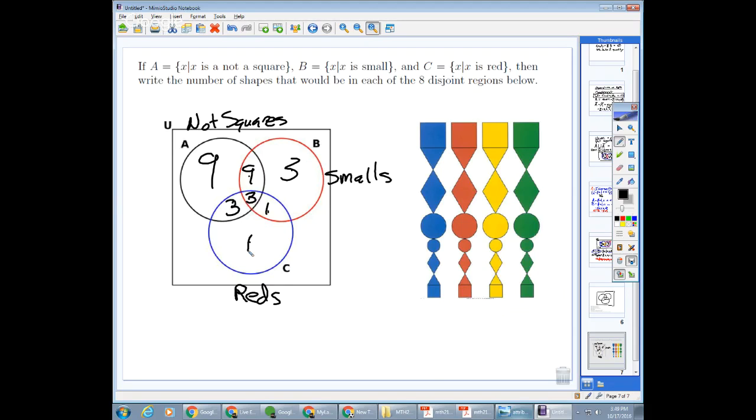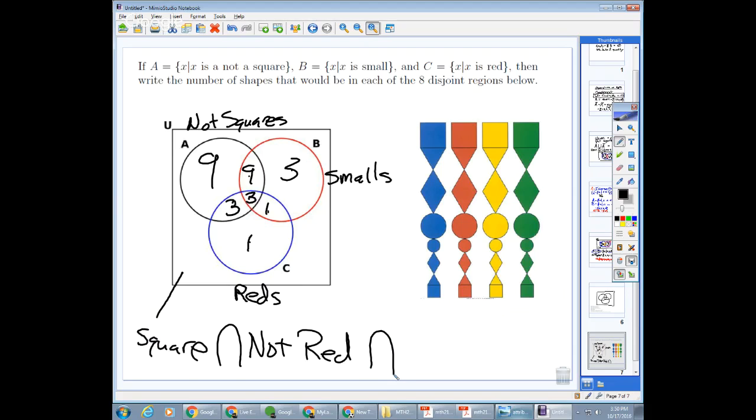Now, we've accounted for 7 of the 8 regions in this picture. What region have I not done yet? Outside all 3 circles. So now we have to figure out what should be outside all 3 circles. Okay, so let's see. If I'm outside the black circle, I must be a what? Square. Not a square, which is a square. Okay, so I got to be square. If I'm outside the red circle, I must be what? Not red, so I want square and not red. And if I'm outside the small, I must be not small, or in this case, we could say large.